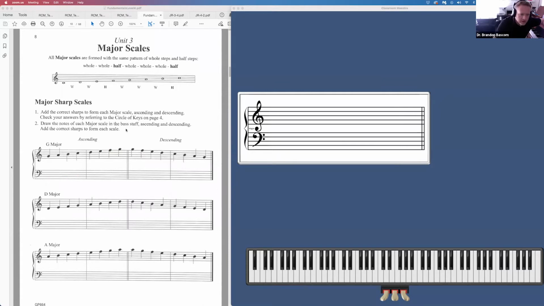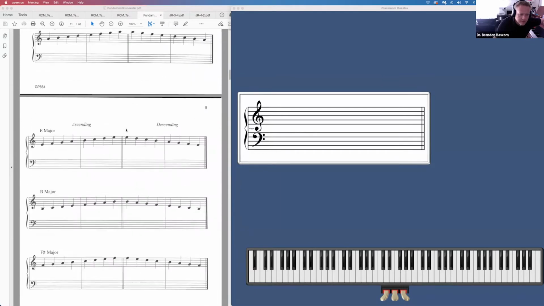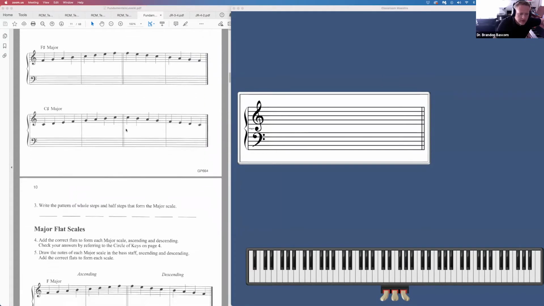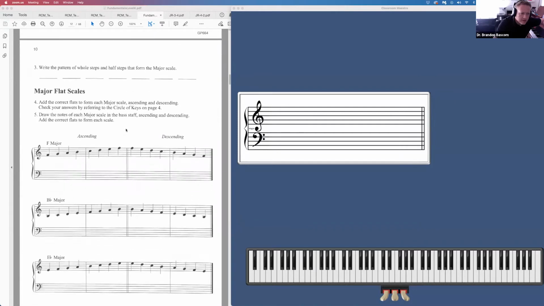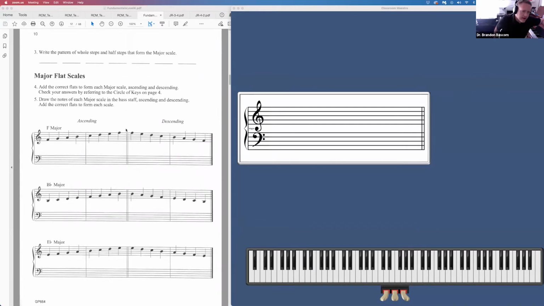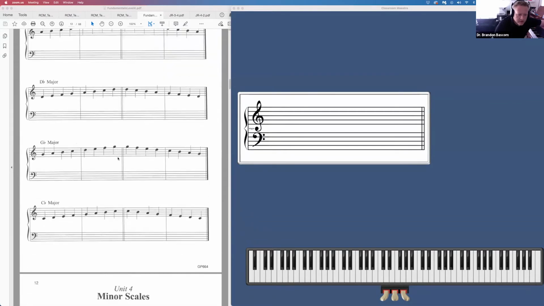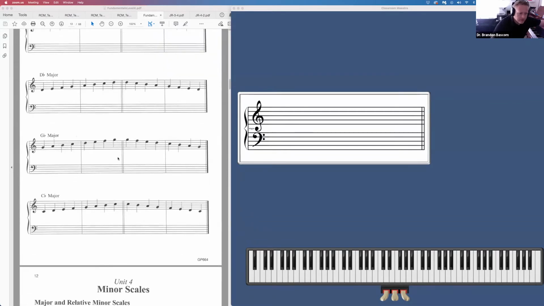Going on to page 9, same thing, more keys. On page 10, write the pattern of whole steps and half steps for our formula of the major scale. Now we're talking about flat scales. So we're going to go ahead and add our flats. Page 11 is continuing on with that. And that will do it for Unit 3.